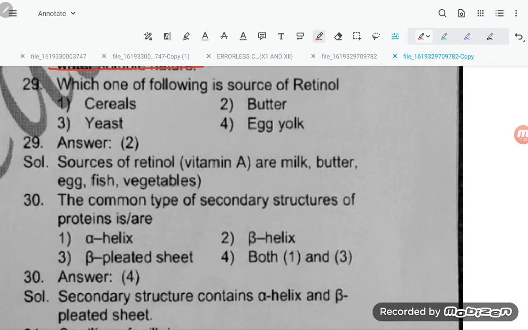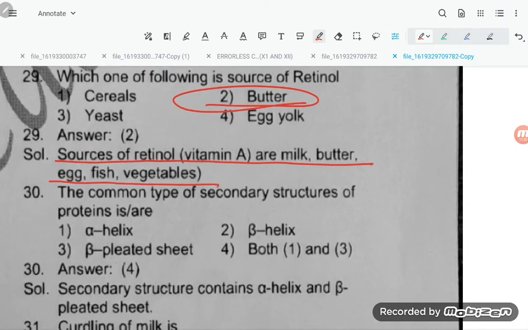Which one of the following is a source of retinol? Okay, so butter is the source of retinol. Sources of retinol are milk, butter, egg, fish and vegetables.